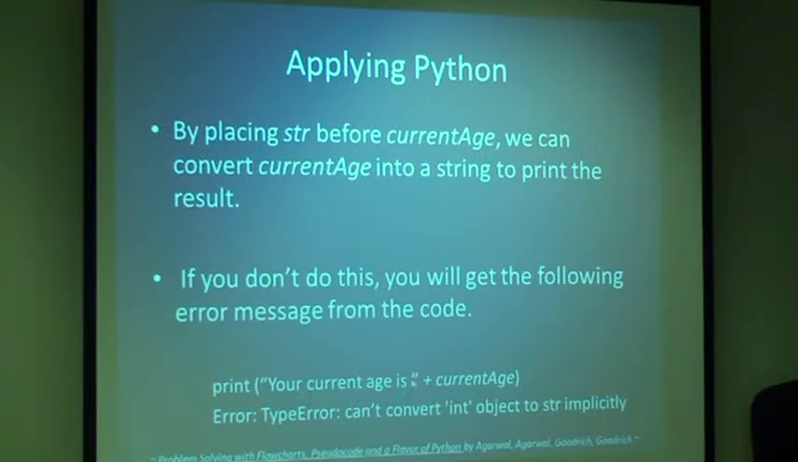If you try and print a string and a plus sign and current age, a number, it gives you an error message like this. Can't convert from an integer, this integer object, to a string object implicitly. You got to use str explicitly to do the conversion. Now if you use a comma, that's a different matter.